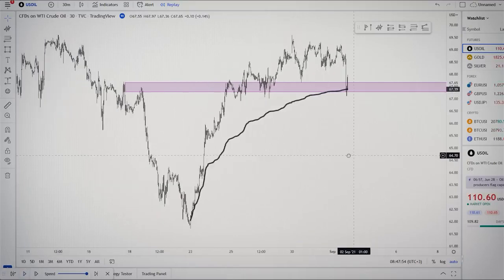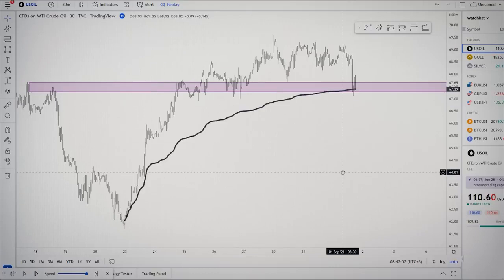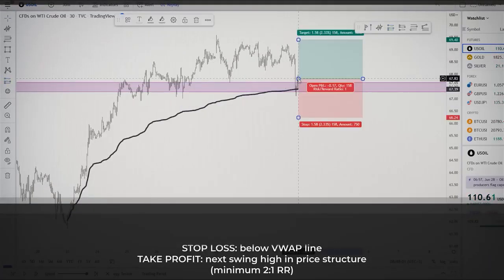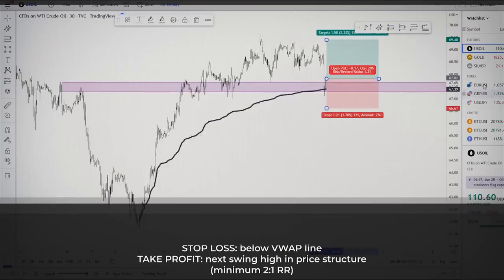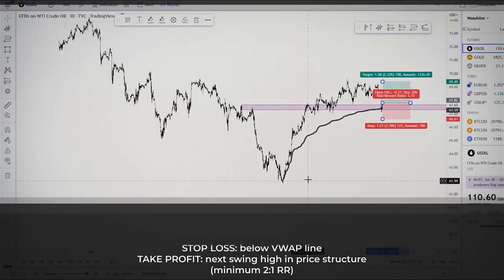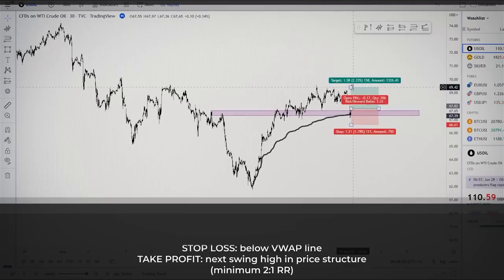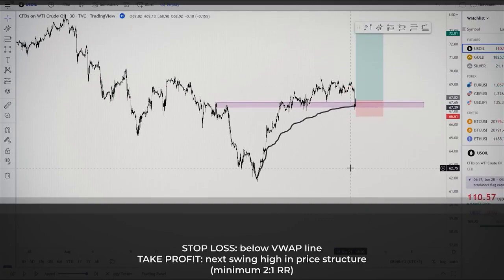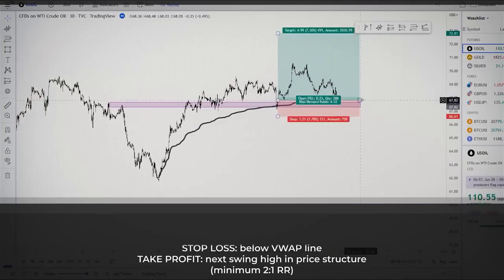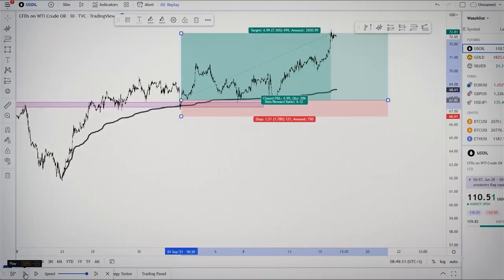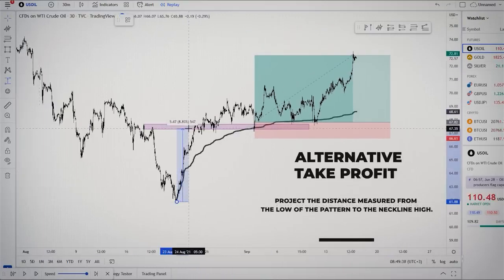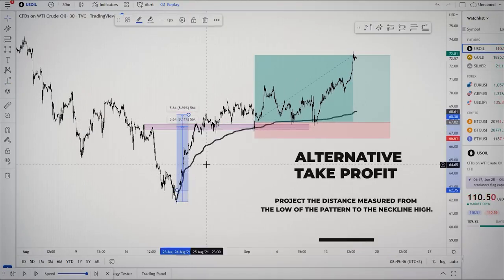Now we just wait for a rejection of the anchored VWAP and the neckline. Stop loss goes below VWAP, and my target is the next swing high in the price structure. The minimum risk to reward ratio should be at least 2. Another target can be set above the neckline, equal to the distance measured from the low of the pattern to the neckline high.